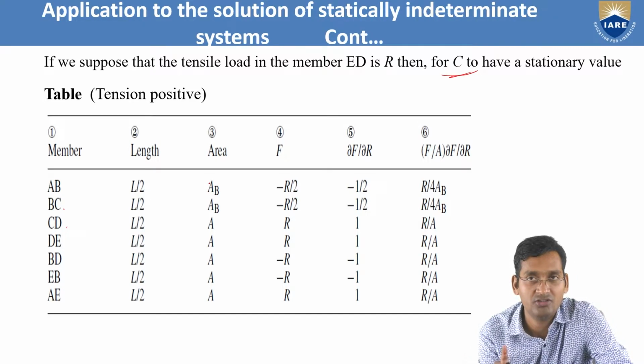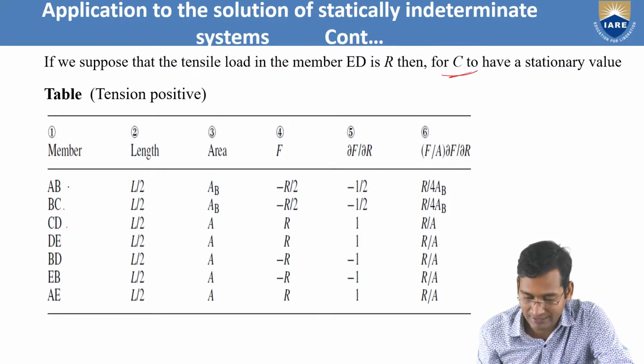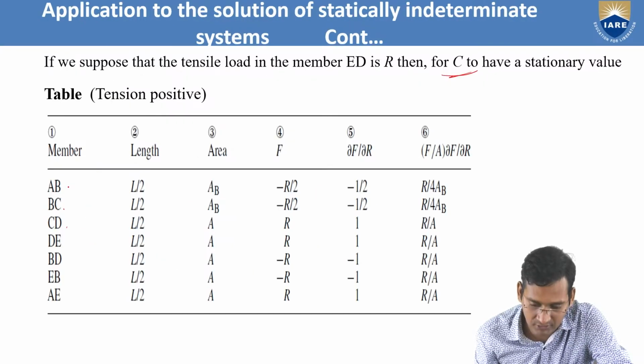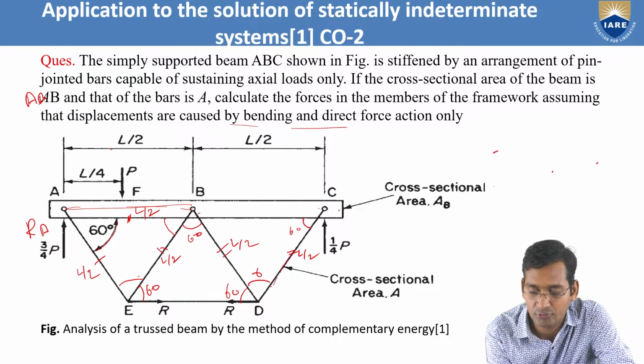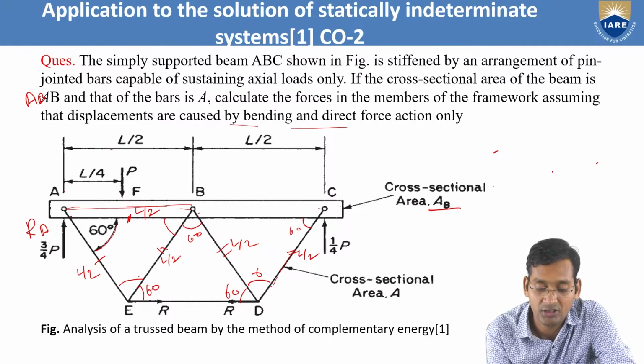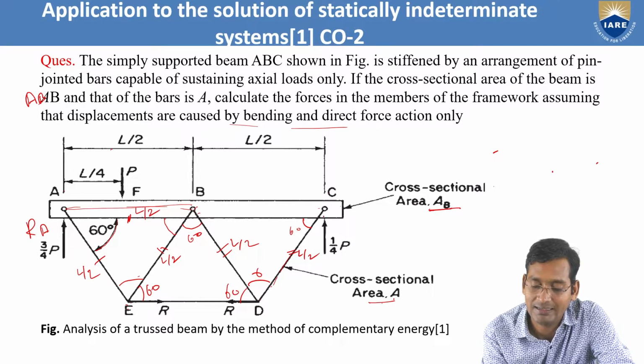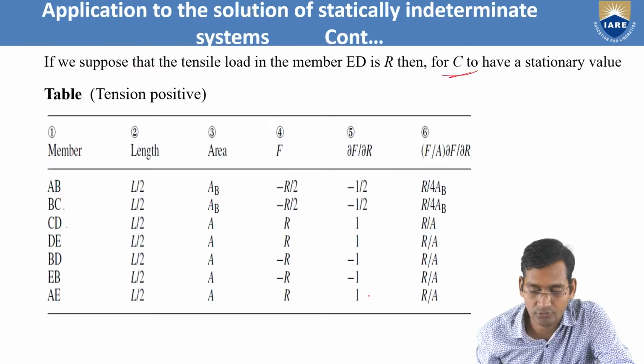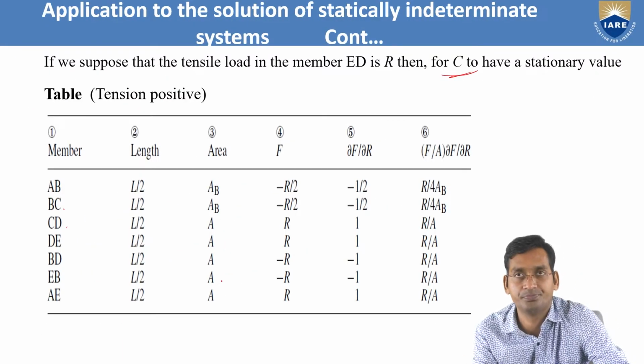Now the area, because to find the value of lambda we have to put L, and A is required, right? So now we are finding the cross section area. It's given here that for AB the cross section area is AB, and for BC the cross section area is AB. For the remaining, AE cross section area A, EB cross section area A, ED cross section area A, BD cross section area A, DC cross section area A. So now just substitute it.